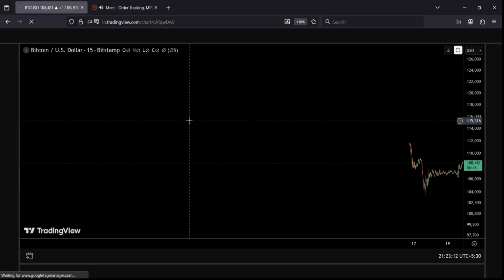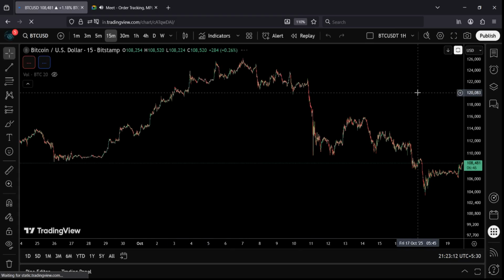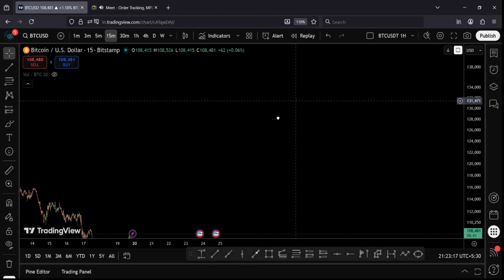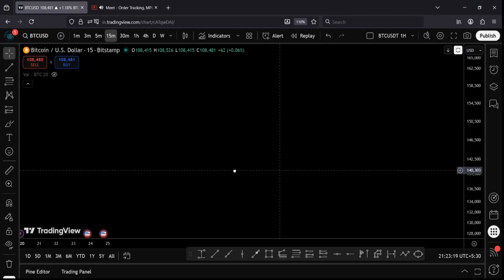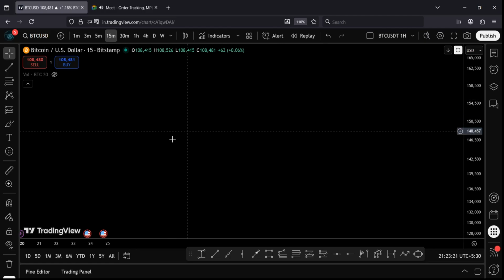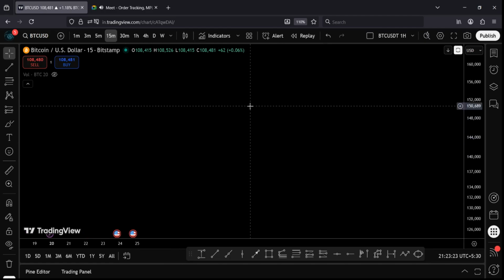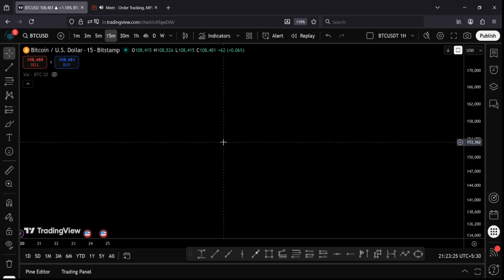Let's open TradingView. Okay, here it's smoother. Okay, good. I think that was the problem with the Binance platform, and now we are going to find MPL and RS.